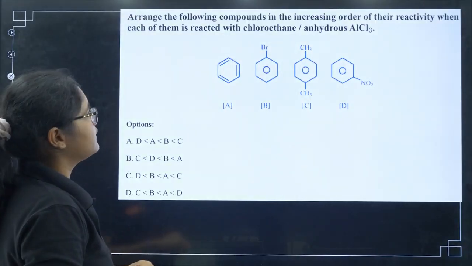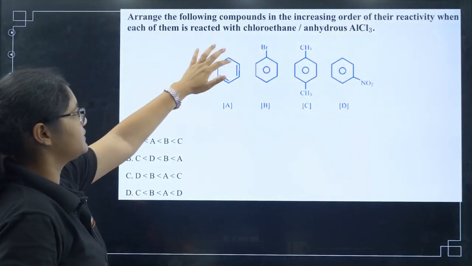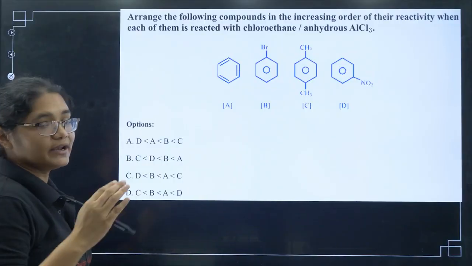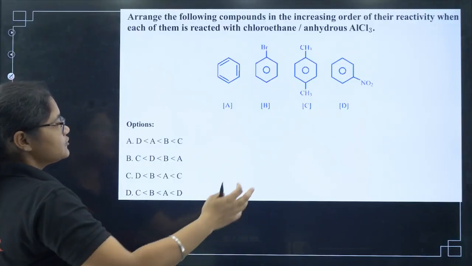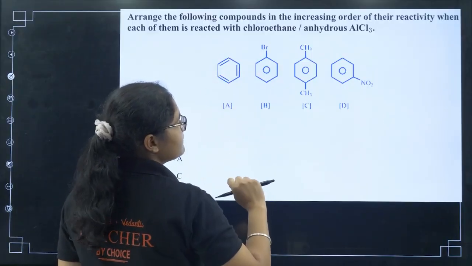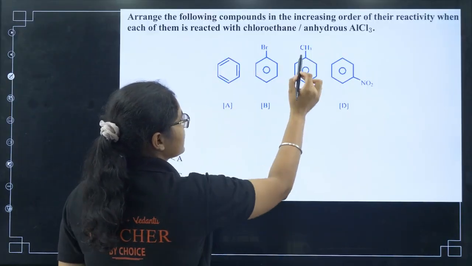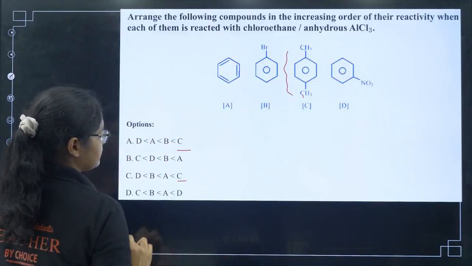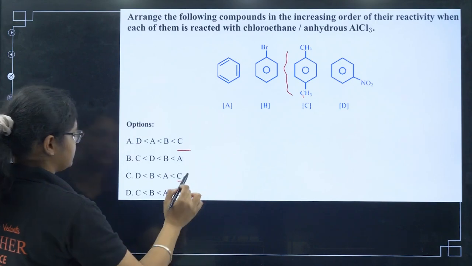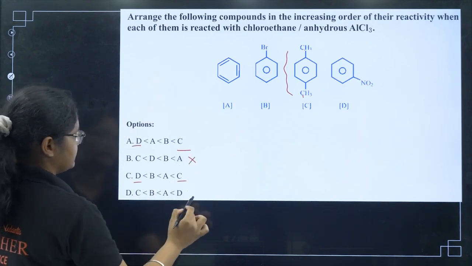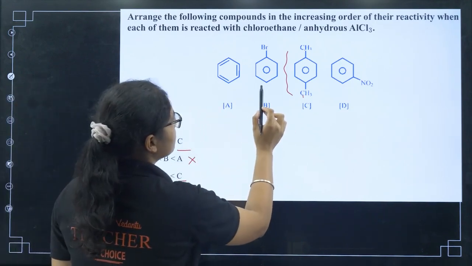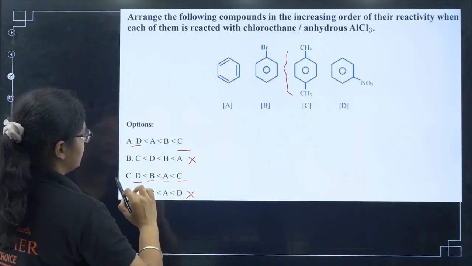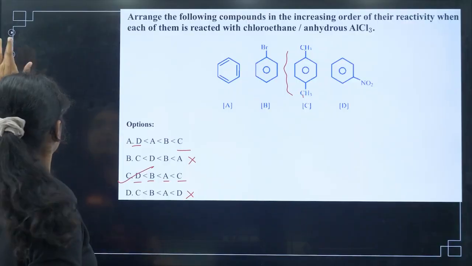Next, arrange the following in the increasing order of their reactivity when each of them is reacted with chloroethane and anhydrous AlCl3. So electrophilic substitution reaction is happening. So the compound should behave as a nucleophile, or it should have an electron donating group. I can see here there is an electron donating group CH3. So C should have the highest reactivity and D should have the lowest reactivity. So I can eliminate these two options. Next, bromine is also electron withdrawing in nature. So after D, it should be B, then finally A. So option number C here.